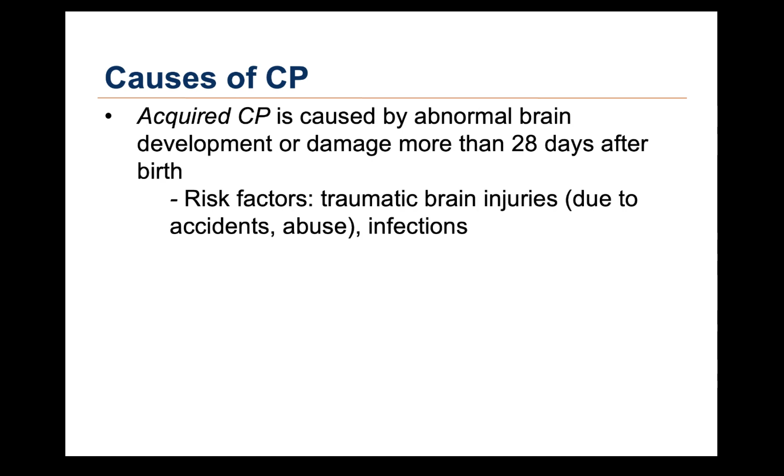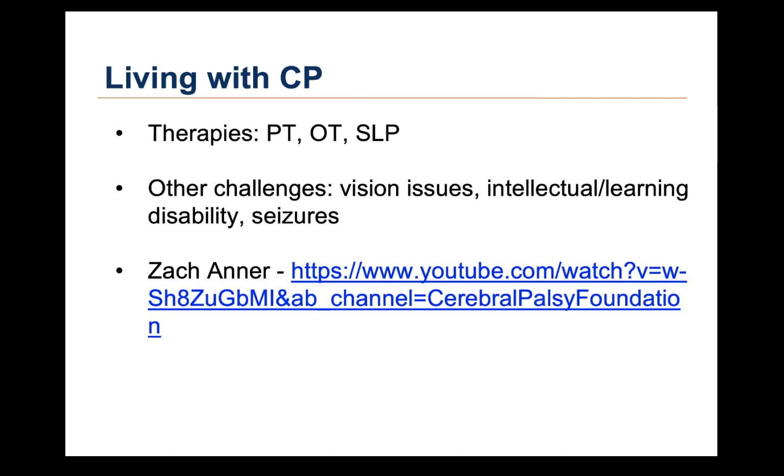In comparison to congenital CP, acquired CP is caused by abnormal brain development or damage more than 28 days after birth. Risk factors for acquired CP include traumatic brain injuries like those from falls, car accidents, or child abuse, and infections. Therapies typically include physical, occupational, and speech-language therapy, which can help to improve independent performance of daily activities, including walking, dressing, eating, and communicating.